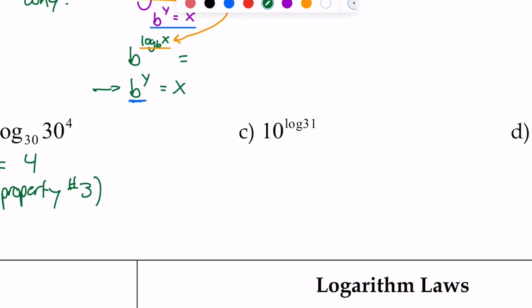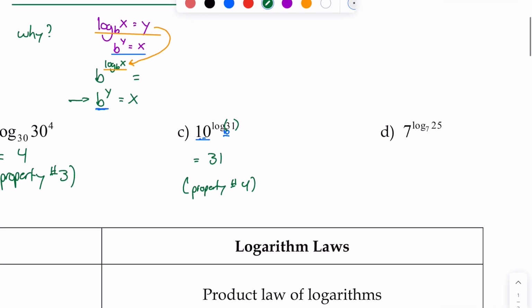Being put to the power of log 31, well, this is going to just be equal to 31. Because technically there is a 10 here on the logarithm, so I see the same base here and here. So that tells me from property number 4 that it's just equal to whatever's on the inside of that logarithm. Okay?